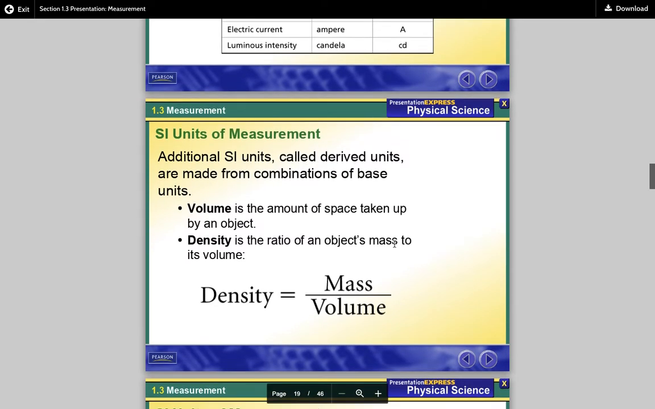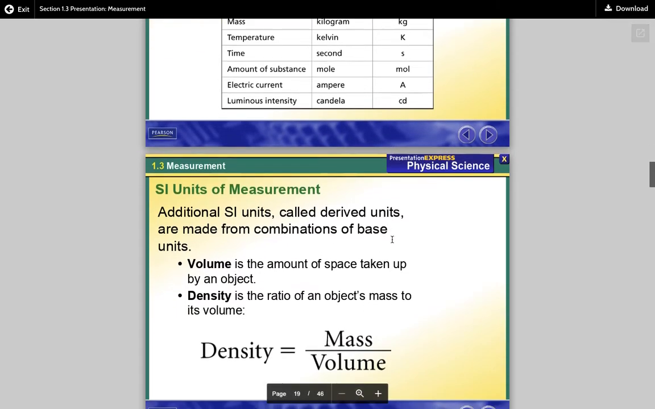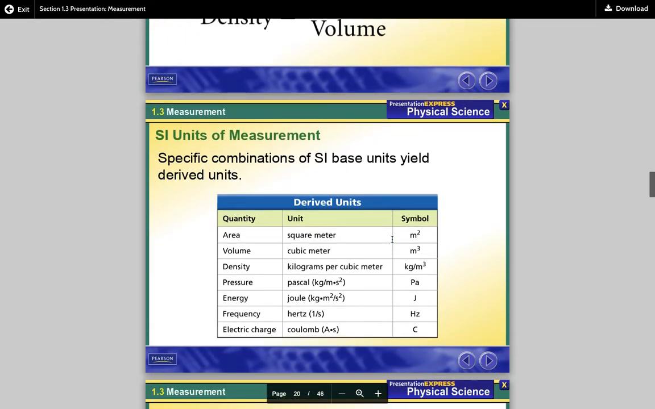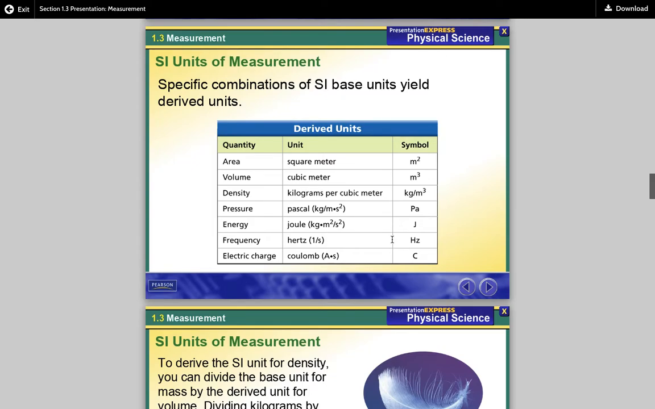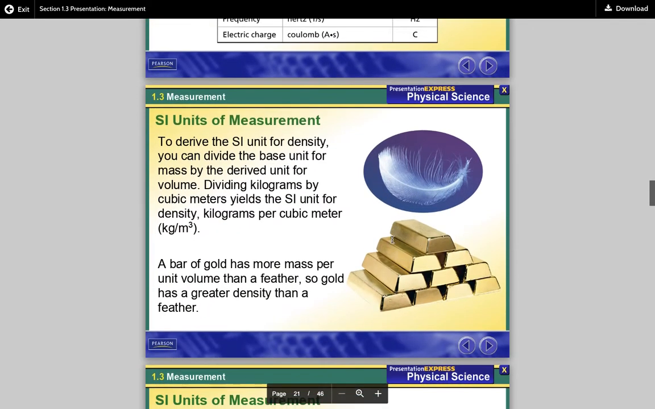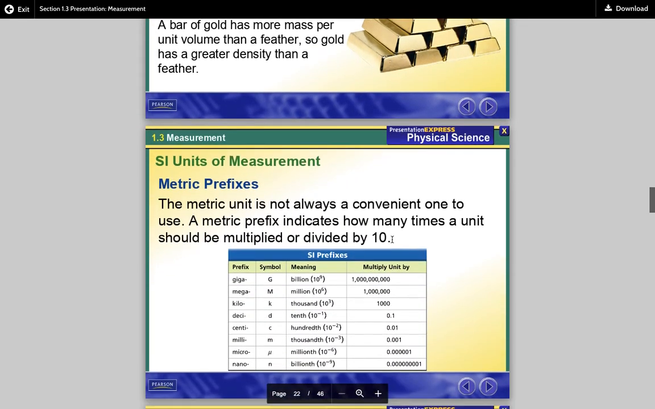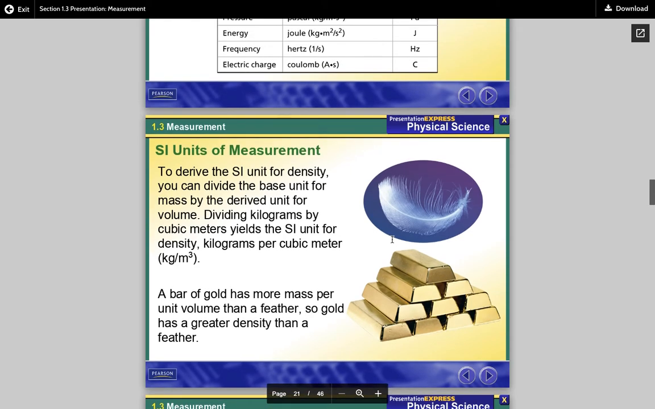A number of units are also called derived units, which are combinations of these base units when they get put together or manipulated in a certain way. You can see some of these key units that come into play, and a number of those we'll be using. Certainly volume and density, pressure, energy, frequency, electric charge, all of those are going to be important ones for us that we'll be covering. Some of those are, like I said, derived units that you have to work some of the base units in order to get to.